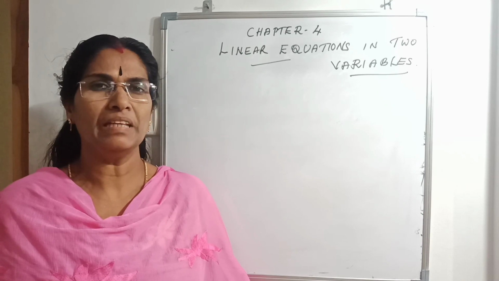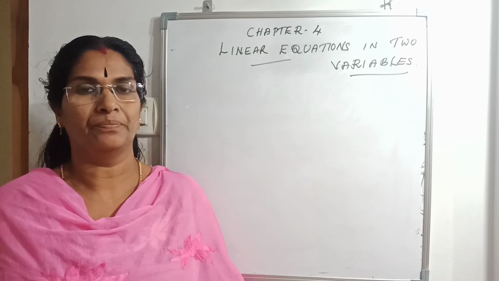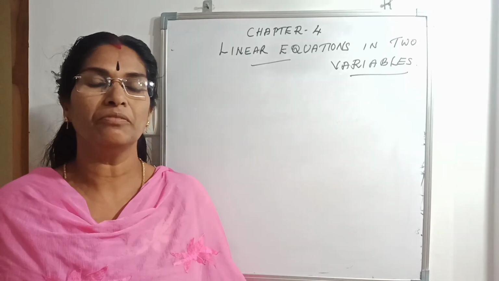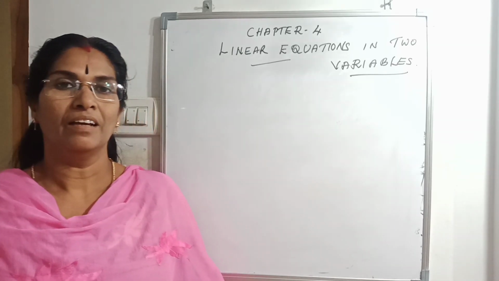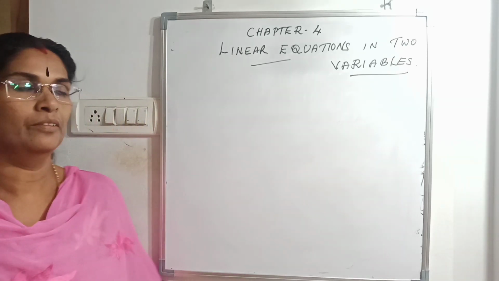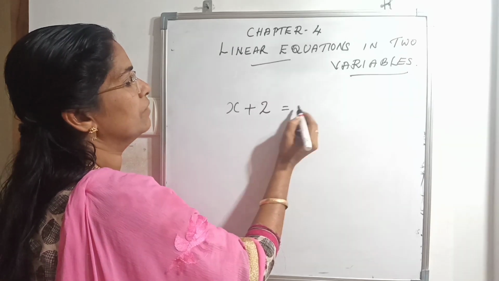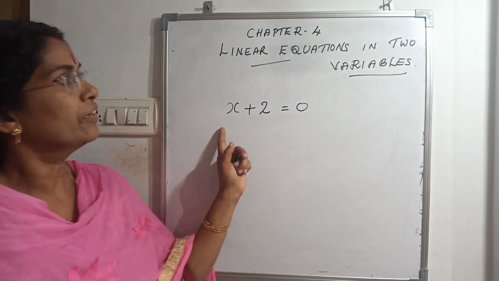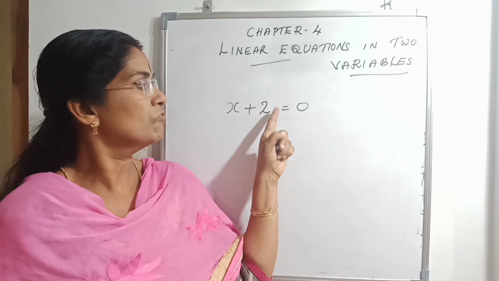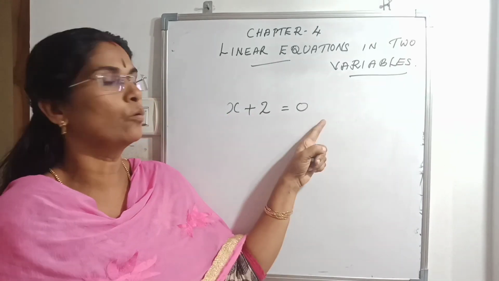You are already familiar with linear equations in one variable. Can you give one example of a linear equation in one variable? With variable x, I am writing one linear equation. Equation means one equal sign is there. Okay, x plus 2 equal to 0.